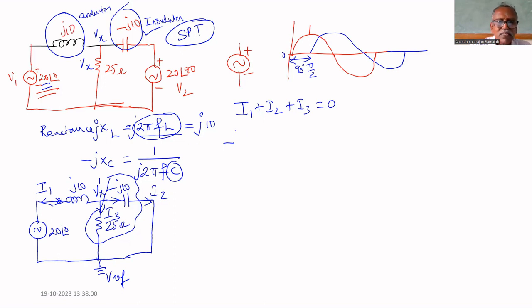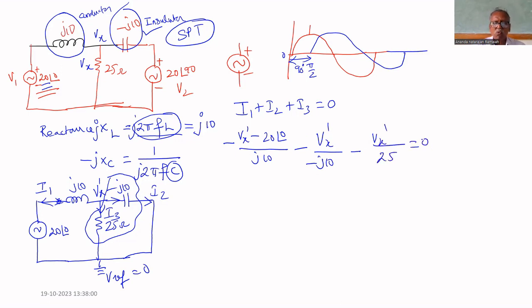Therefore, the current I1 is Vx dash minus 20 angle 0 divided by J10, minus I2. I2 is again 0 here, since V reference equals 0. Vx dash minus 0 need not be written, divided by J10, minus I3, Vx dash divided by 25, equal to 0.